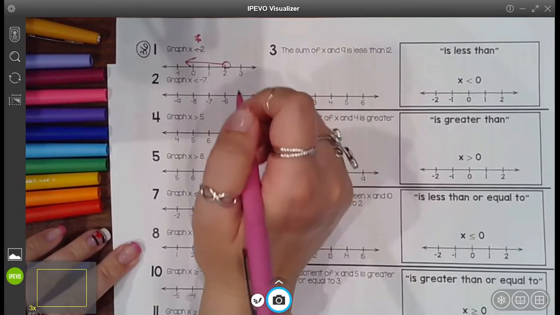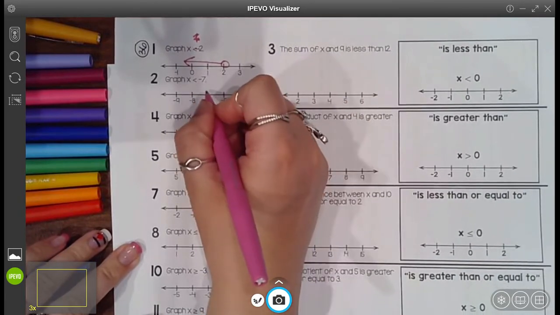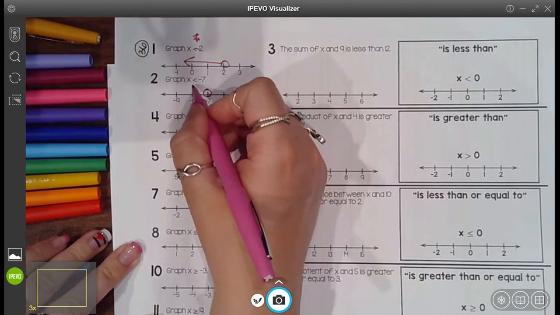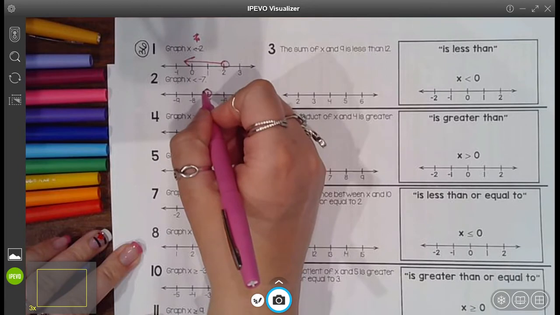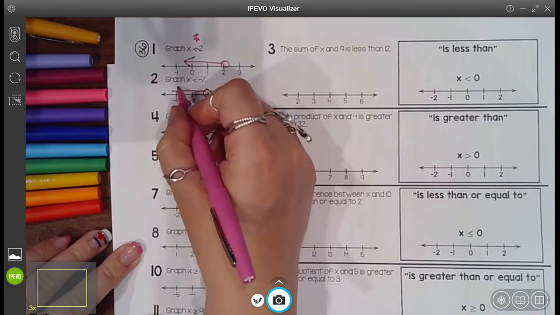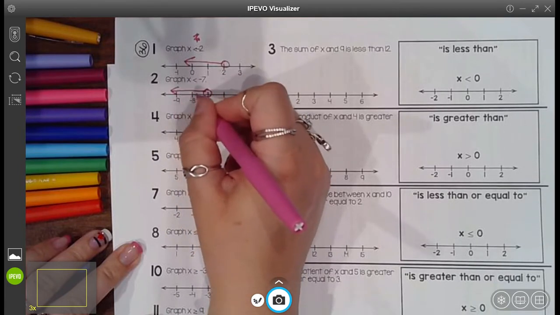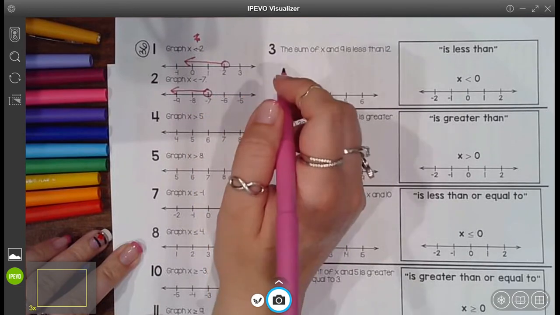Okay. Number 2, I want to draw a circle at -7. Again, there's no line underneath, so it's an open circle. And it's the less than sign, so where do numbers get smaller? To the left. Notice how all the numbers here are less than -7.